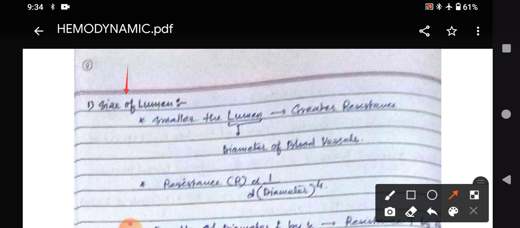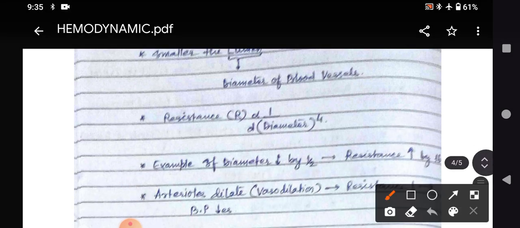So, we will start with the first one, that is size of the lumen. Size of the lumen is basically reflecting the diameter of the blood vessels, and the smaller the lumen, the greater the resistance offered. Now we will see the relationship of resistance with the diameter: resistance is inversely proportional to the fourth power of the diameter. That means when there is a decrease in the diameter by half, the resistance will increase by 16 times.